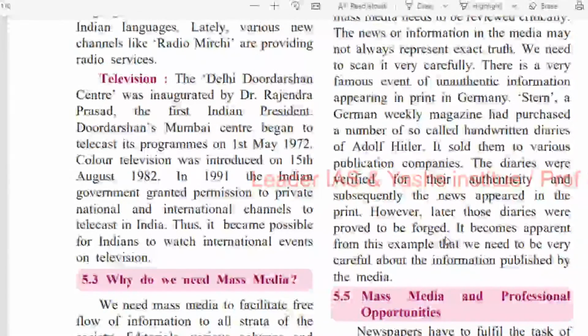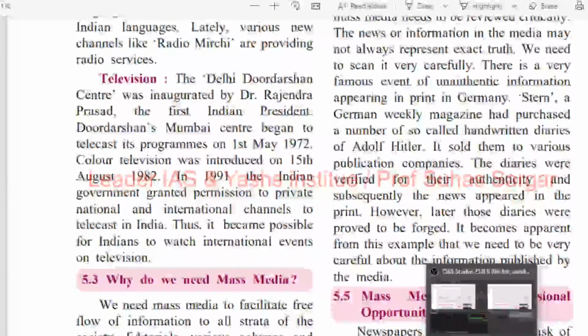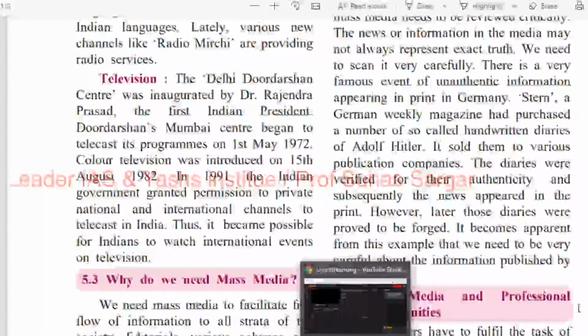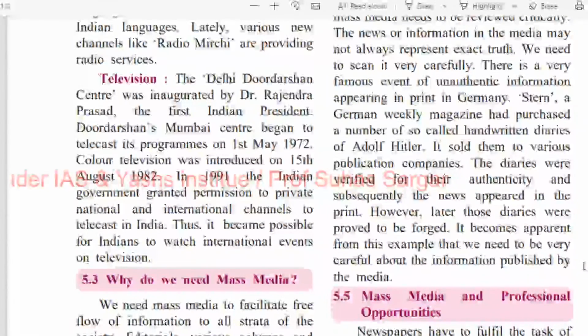Television. The Delhi Doordarshan Center was inaugurated by Dr. Rajendra Prasad, the first Indian president. Doordarshan's Mumbai Center began to telecast its programs on 1st May 1972. Color television was introduced on 15th August 1982. In 1991, the Indian government granted permission to private national and international channels to telecast in India. Thus, it became possible for Indians to watch international events on television.